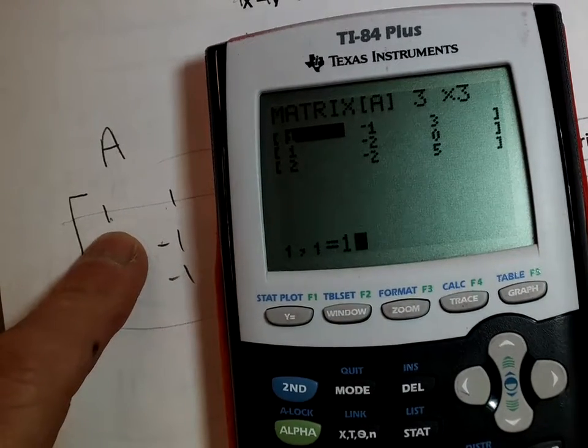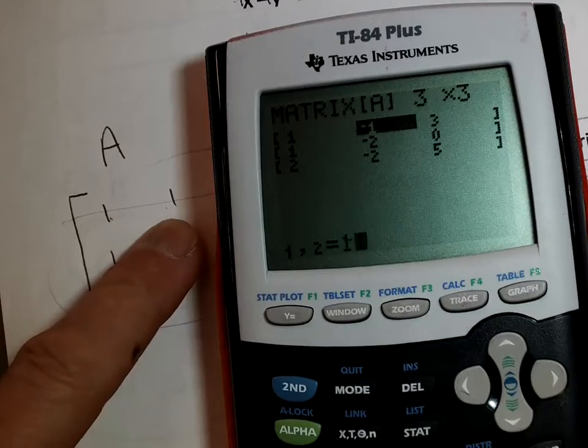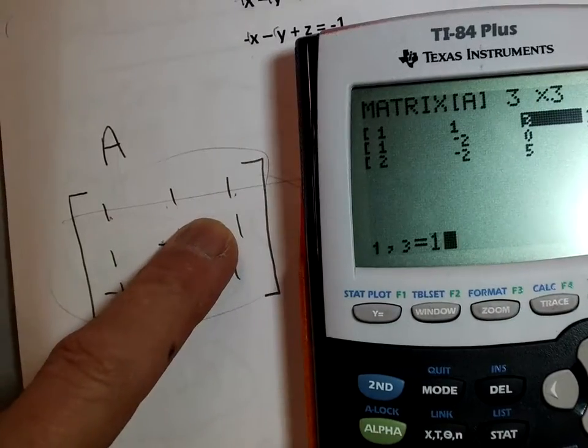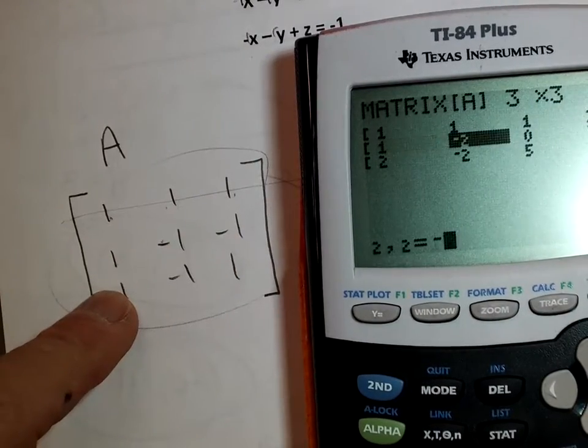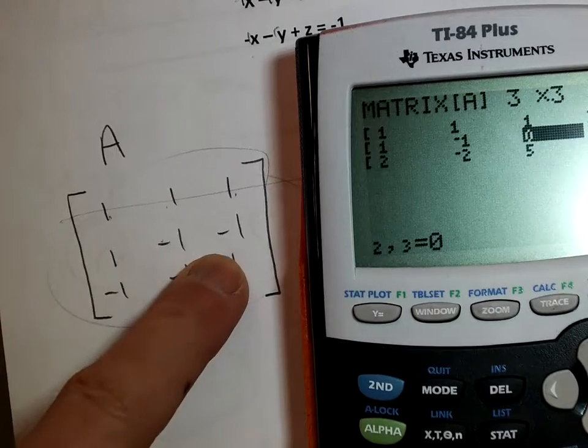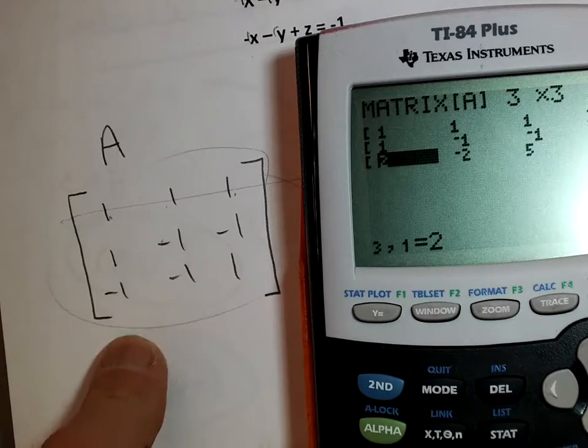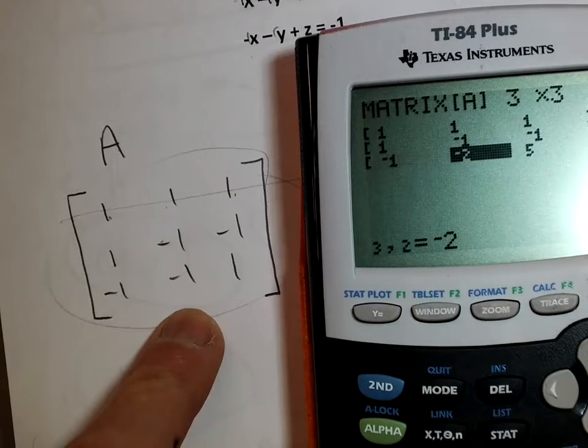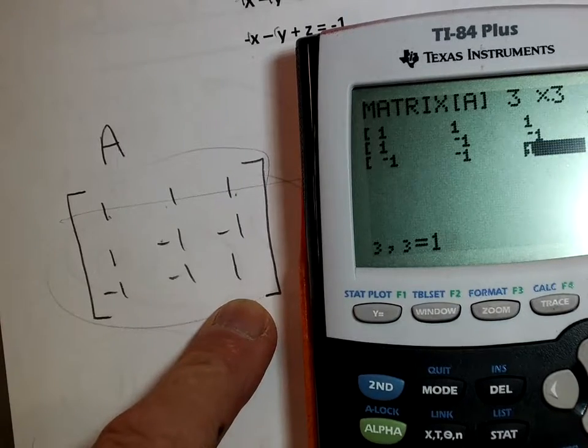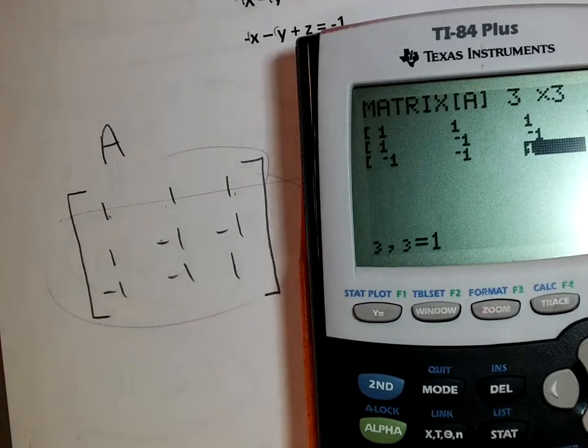So I'm going to go 1, enter. I'm just going to type right over it. 1, enter. 1, enter. Then 1, enter, negative 1, enter, negative 1, enter. And it's just putting them in the right spots. Then negative 1, enter, negative 1, enter, and 1, enter. So I'm just typing over, and hopefully, if you didn't have anything in yours, when you went 3 by 3, it created your box, didn't it? It created your matrix.